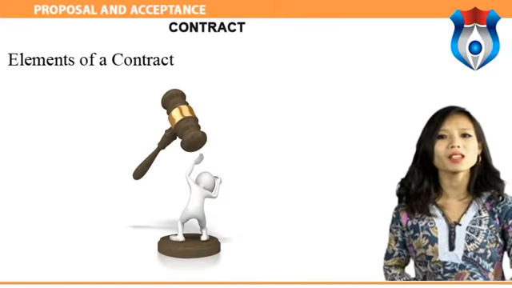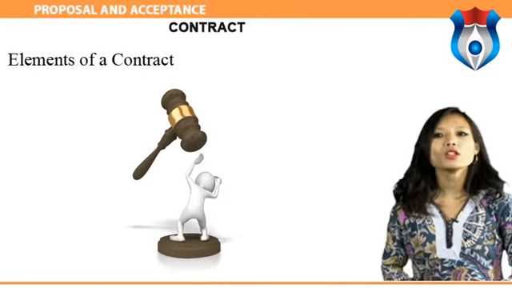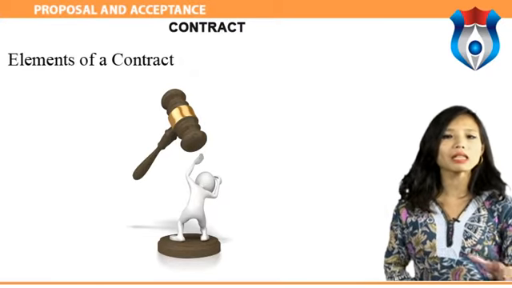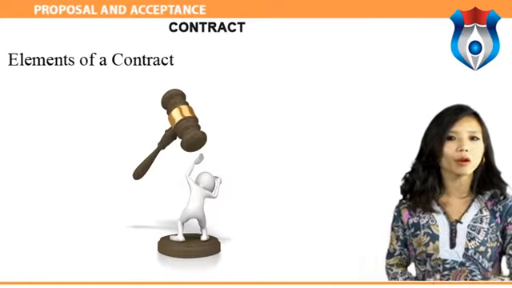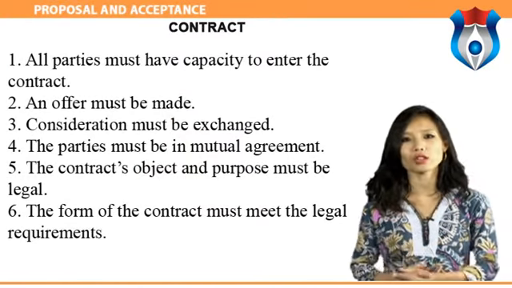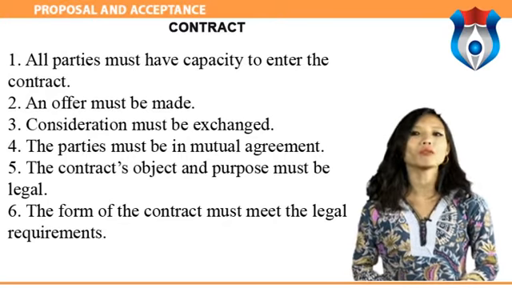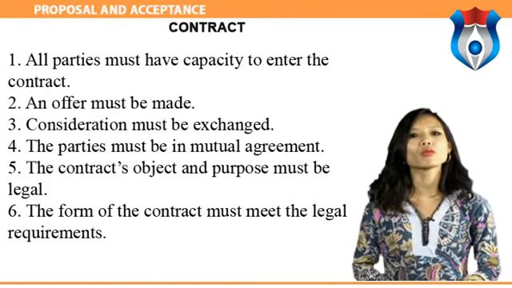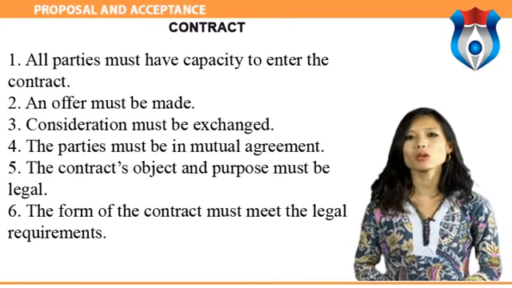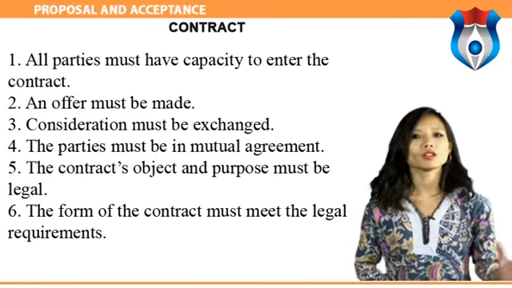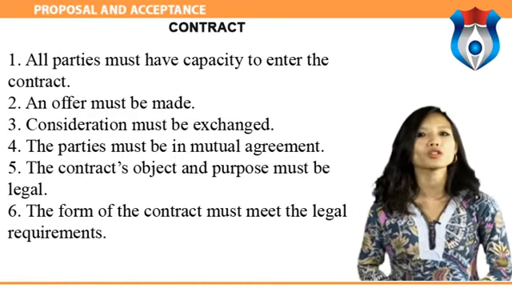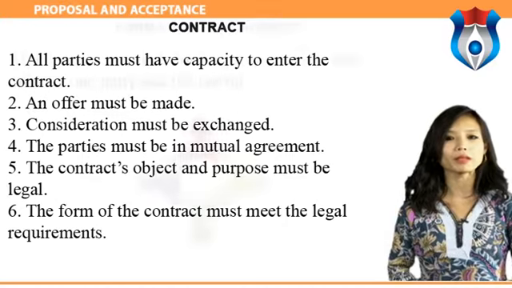The following are 6 elements that are to be considered to determine whether or not the basic components are present and meet legal criteria for a valid contract. Number 1, all parties must have capacity to enter the contract. Number 2, an offer must be made. Number 3, consideration must be exchanged. Number 4, the parties must be in mutual agreement. Number 5, the contract's object and purpose must be legal. And number 6, the form of the contract must meet the legal requirements.